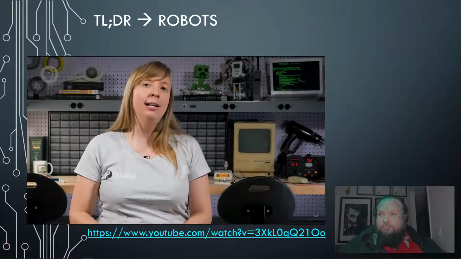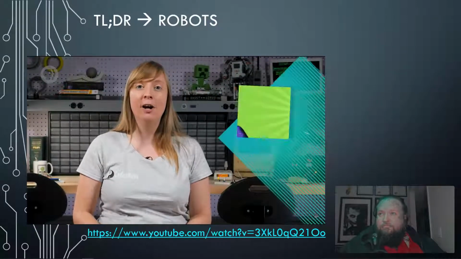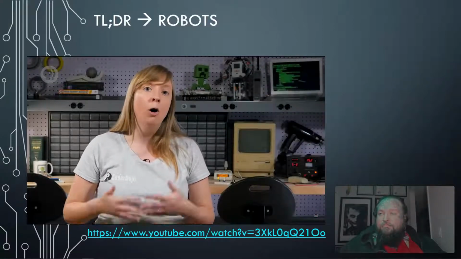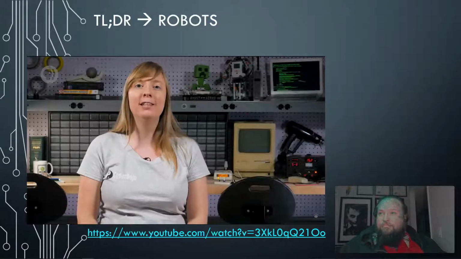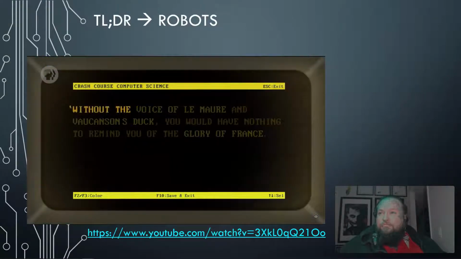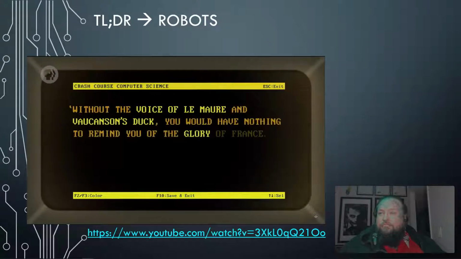For instance, an early automaton created in 1739 by the Frenchman Jacques de Vaucanson was the canard digérateur, or digesting duck, a machine in the shape of a duck that appeared to eat grain and then defecate. In 1739, Voltaire wrote, "Without the voice of Le Maire and Vaucanson's duck, you would have nothing to remind you of the glory of France."